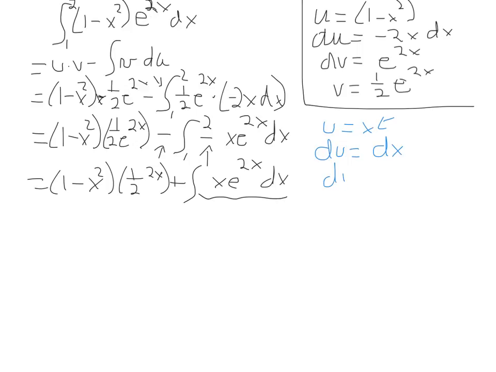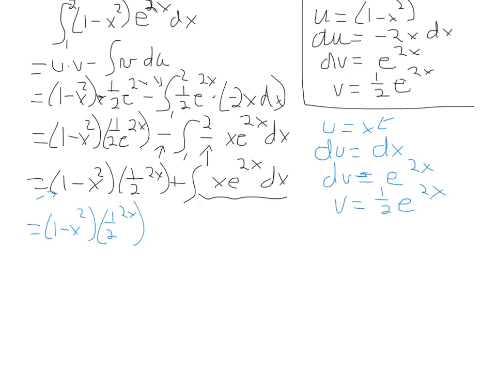I'm going to make dv equal to e to the 2x. And so again, v is going to be 1/2 e to the 2x, okay? So what I'm going to do with that now is this big long thing, I'll write in blue to show that this is the second part, because we're doing the second integration by parts now. So that's left over from the first one.